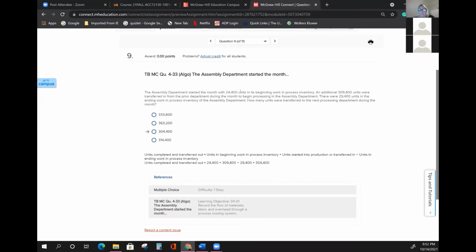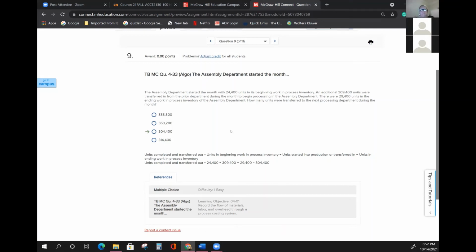Okay, beginning inventory plus my additions. Then I need to take out what was transferred out to get my ending. They didn't give me that number. They didn't give me the units transferred out; they told me how many were left in ending inventory. So I still need to get the difference to figure out what was actually pulled out.